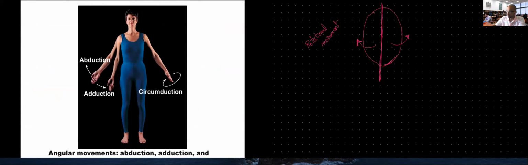Moving on to the angular movements along the frontal plane. We're looking here at if I'm moving away from the midline. Away from the midline, this is abduction. If I am moving towards the midline, this is an adduction. So remember, when you are moving your arm towards your body, you're adding your arm to your body, this is an adduction. And if I move it away, this is abduction.